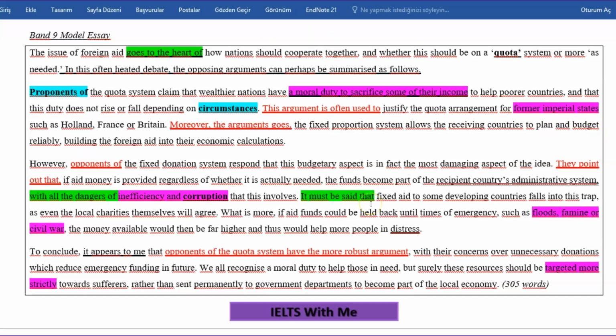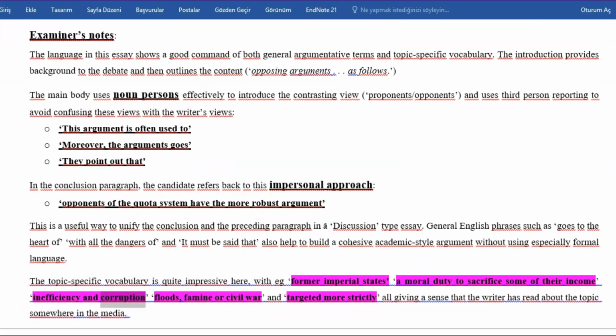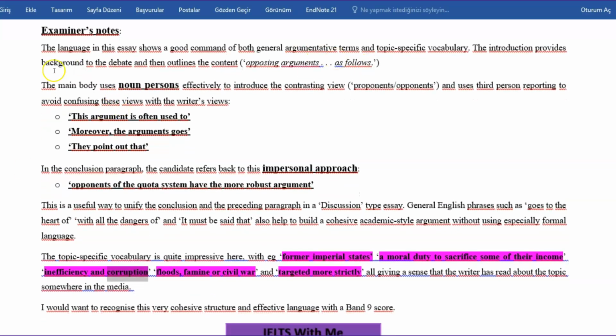That's great. Really, we saw specific topic-related band 8 and band 9 vocabularies, as well as great collocations and academic phrases, right? Let's take a look at the examiner's note, okay? Usage of topic-specific vocabulary is great, right?